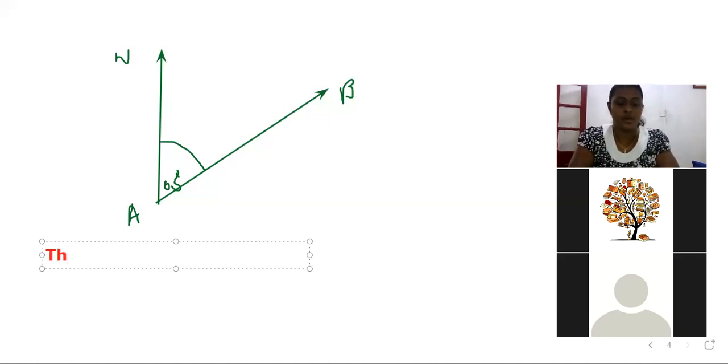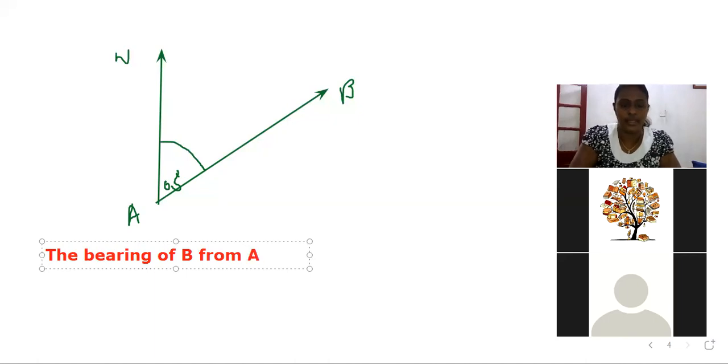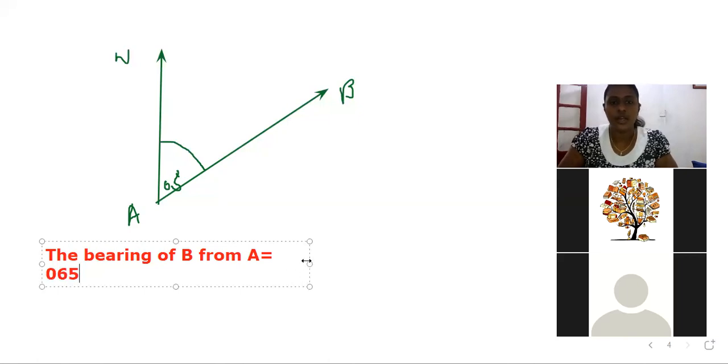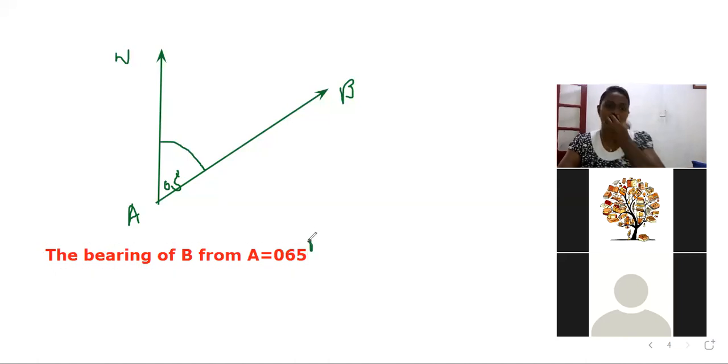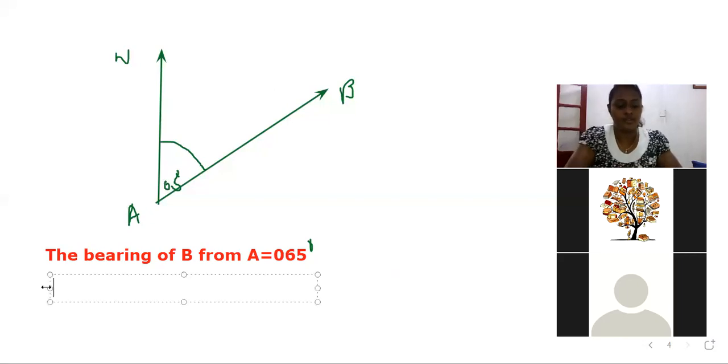Then please write down the bearing of B from A is 65. This is what you are given. But is this what the question is asking from you, children? You are given the bearing of B from A is 65. Tell me, is this what the question is asking from you? No, teacher. They are asking, find the bearing of A from B. This is the question.